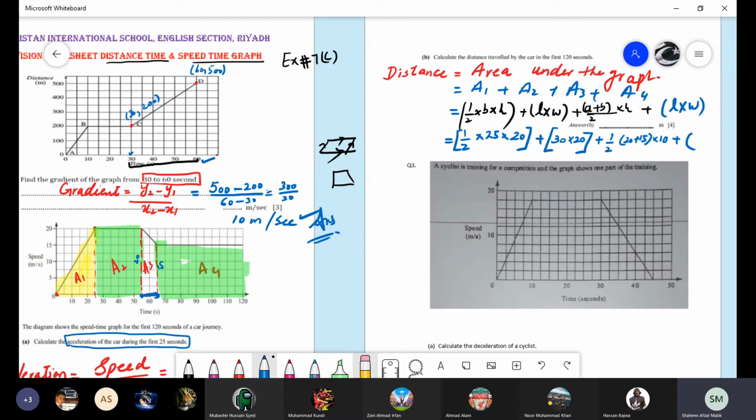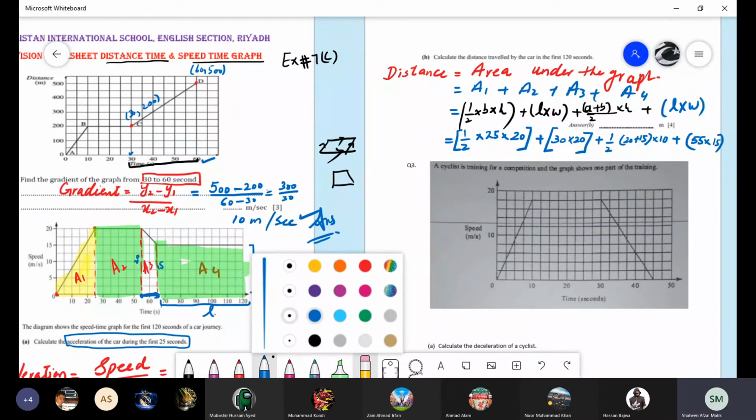Plus the last rectangle. What is the length of this rectangle? And what is the width? This part will be the width and this part will be the length. Length is 55. And what about the width? Width is 15. Do all the calculation and tell me the answer.